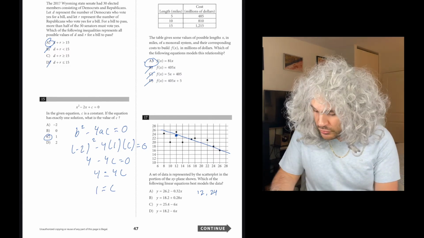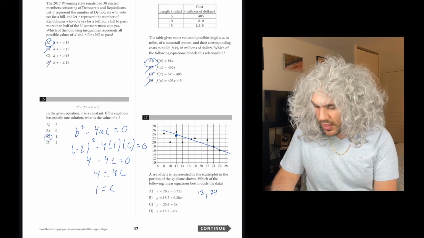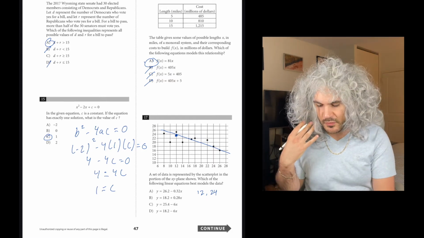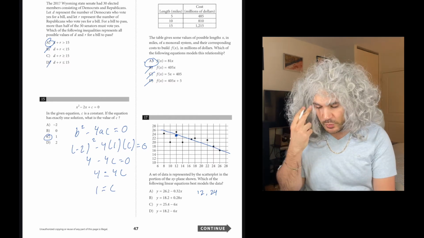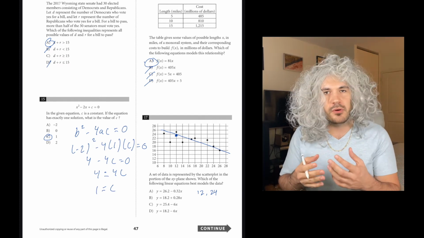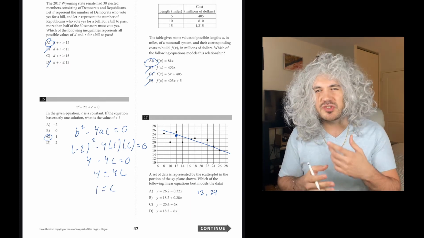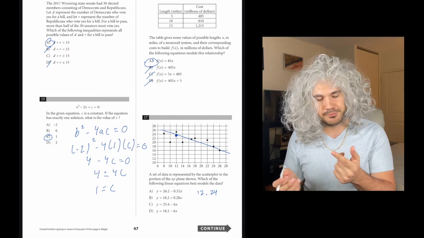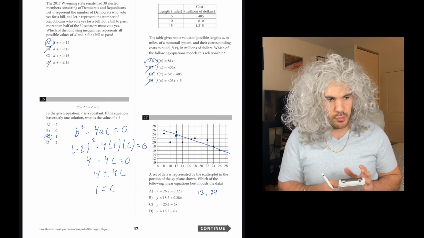But what we now know is that if we plug this point 12, 24 into one of the answer choices, it should work. Now, it won't be exact. What will happen is you're looking for an answer that's close to 24 when you plug in the 12. So let's see which answer choice does that.